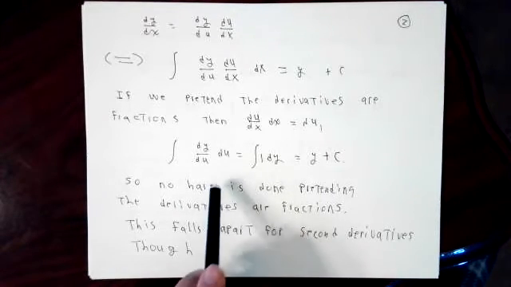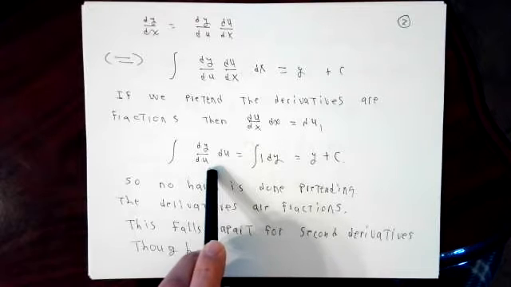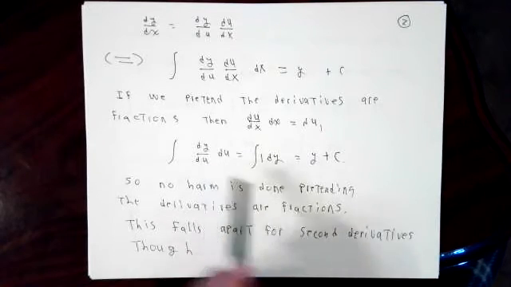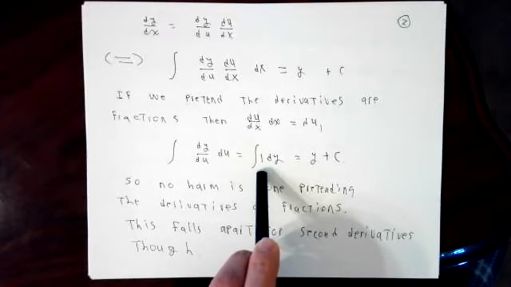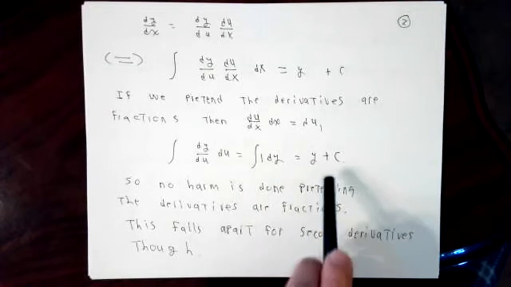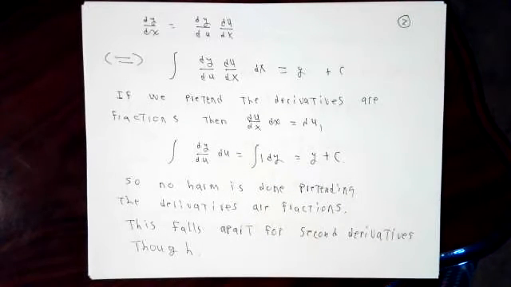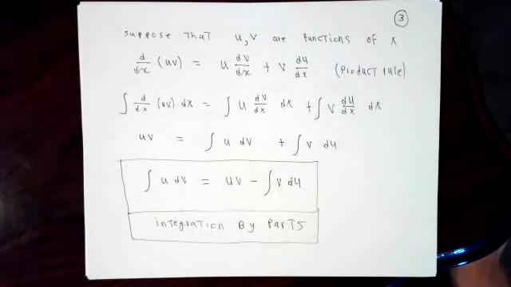And once I've canceled the dx's out, I can cancel the du's out and get the integral of 1 with respect to y, which is y plus c. No harm is done in this particular application by pretending that dy dx is a fraction, even though it isn't. The strategy fails completely when you do second derivatives, though. We're now going to resort to trickery.